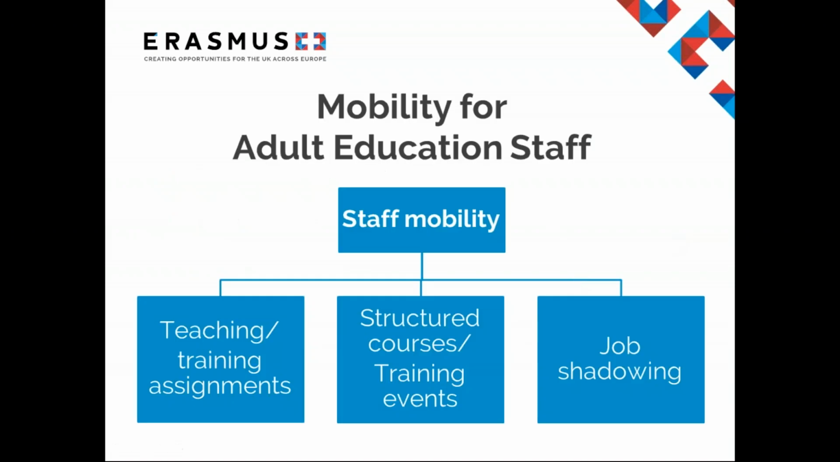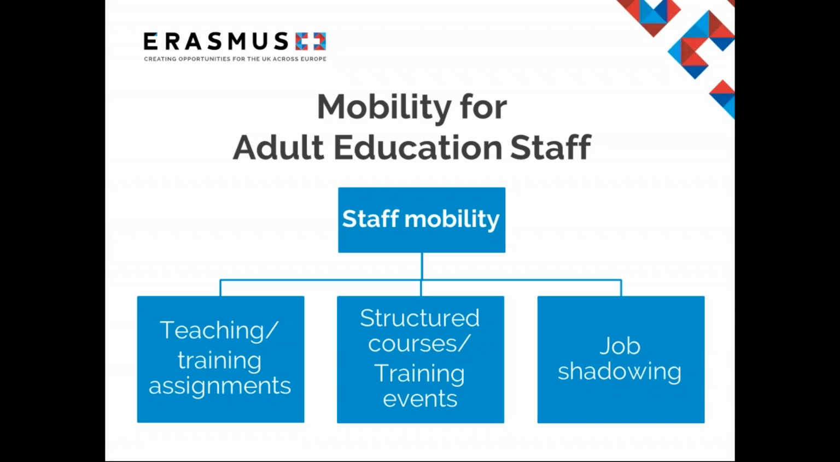Organizations active in adult education can apply for funding to support any of the following mobility activities within a project. Teaching training assignments, where staff deliver teaching or training in a partner organization abroad. Secondly, structured courses or training events abroad, where staff participate in structured courses or training events to support the professional development of adult education staff. And third, job shadowing, where staff undertake a job shadowing experience in an adult education organization abroad.